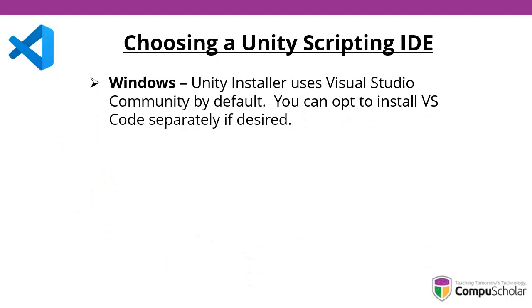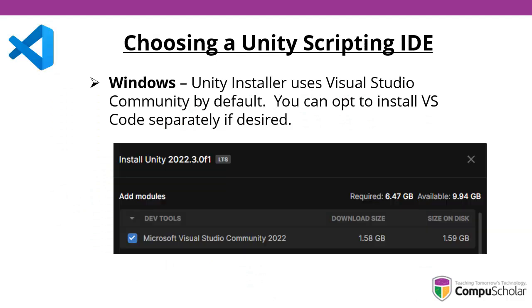So right now, if you're a Windows user and you're about to install Unity, your choice of a scripting development environment is pretty straightforward. The Unity installer will actually install Visual Studio Community by default. So there's a checkbox within the installation program for Visual Studio Community. You should leave that checked to continue installing and using this development environment. If you do want to use Visual Studio Code instead, then you would uncheck that box and then install Visual Studio Code separately.